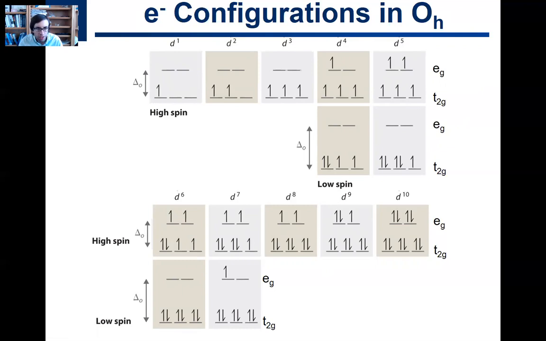Once you get to D4, you have a choice. Do you put an electron in a higher energy orbital? There's going to be a penalty for that. Or do you put an electron in the lower lying T2G, but spin pair? There's a penalty for spin pairing, right? Electron-electron repulsion. Here's a higher energy molecular orbital, penalty for that. So there are energetic penalties no matter what you do. And whether you're in this state or this state depends upon which penalty is less.